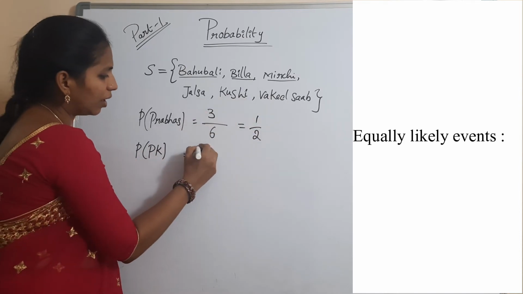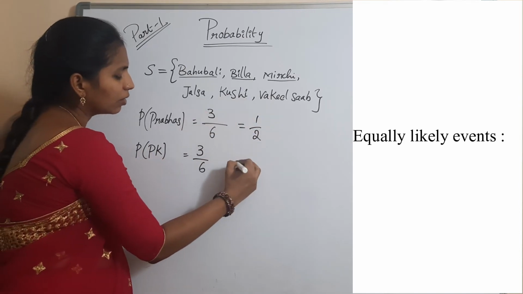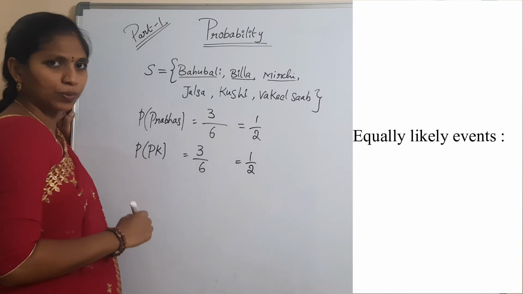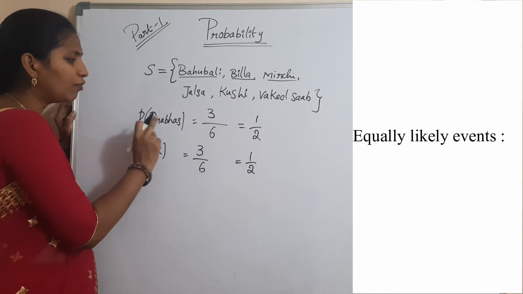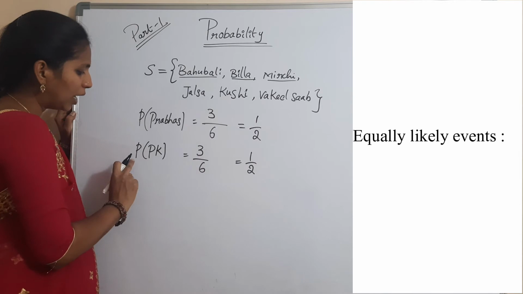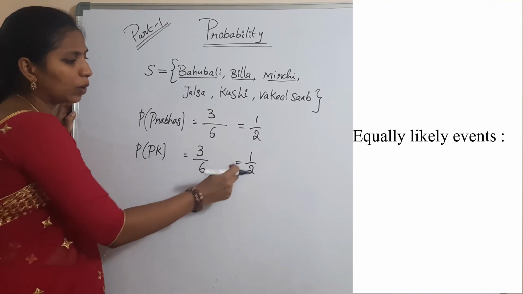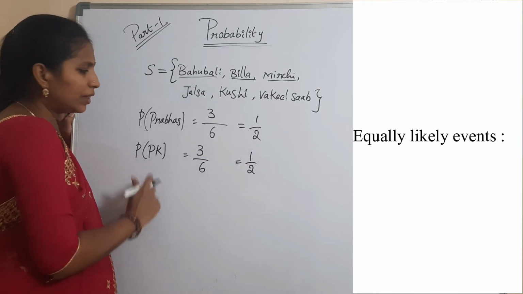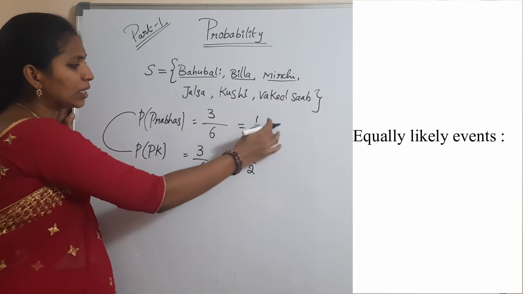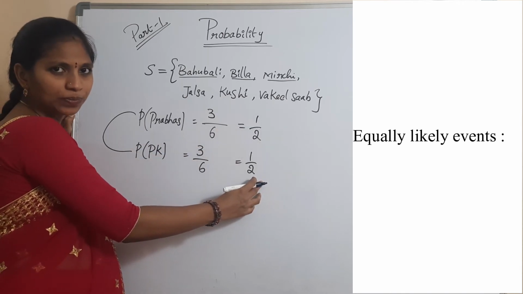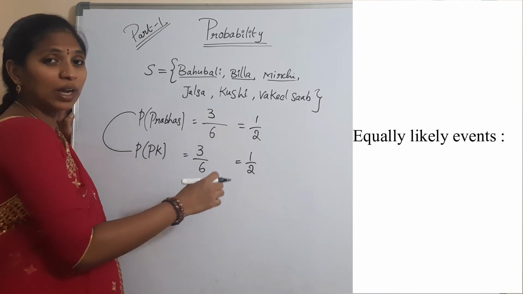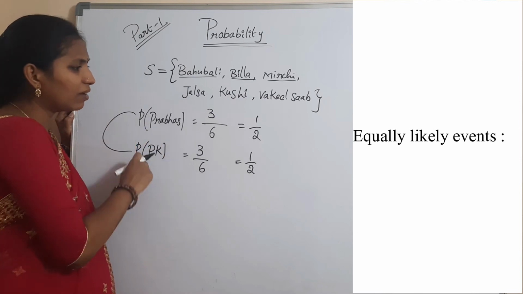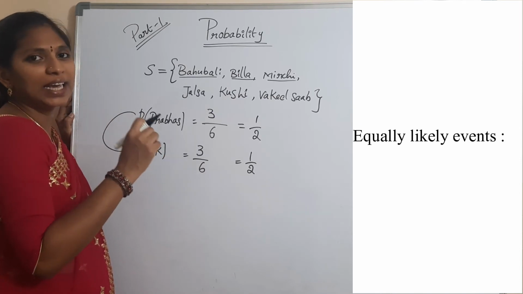Again, 3 movies are there. So, 3 by 6. That equals 1 by 2. See here, P of Prabhas equals 1 by 2 and P of Pawan Kalyan equals 1 by 2. These two events have the same value, 1 by 2 and 1 by 2. This is called equally likely. These two events are equally likely events.